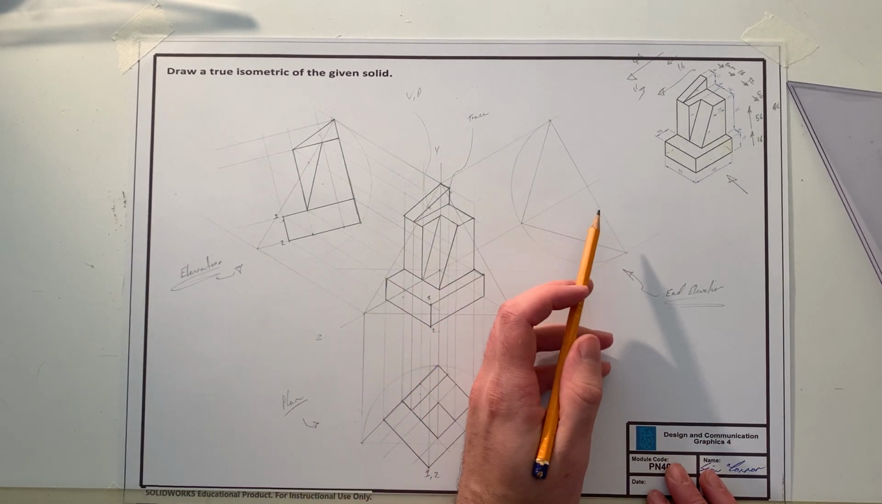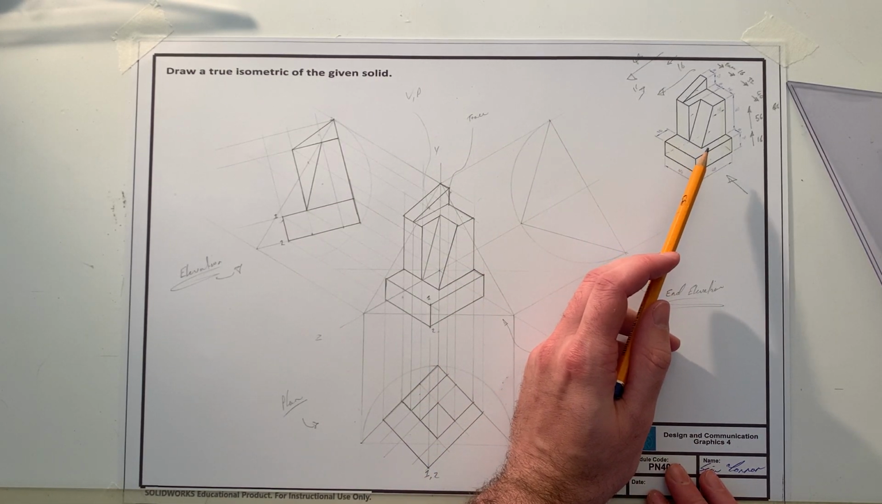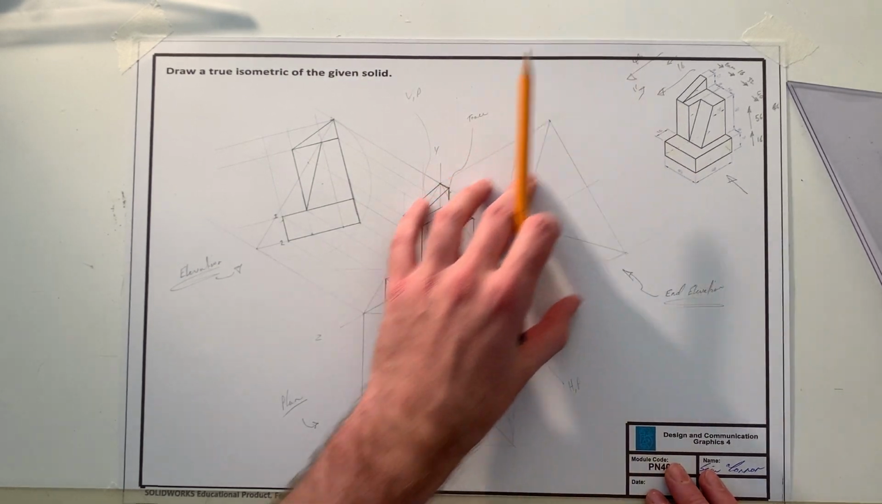As you can see there, I didn't need my end elevation. Sometimes depending how complicated the drawing is, or if there's curves and things in it, you need that end elevation to see it from that particular angle and bring back the points.